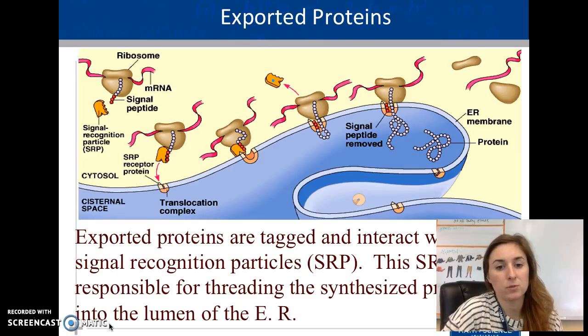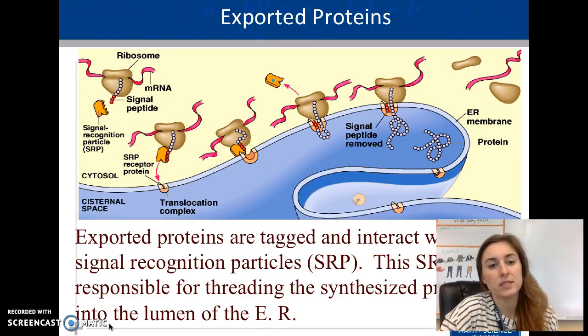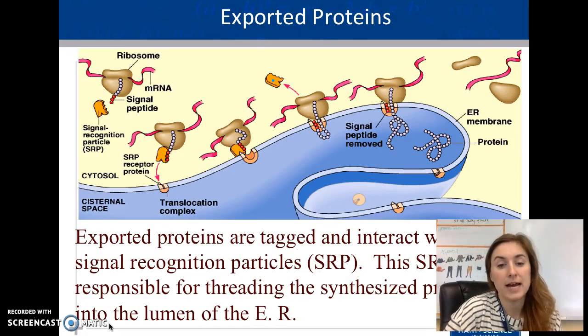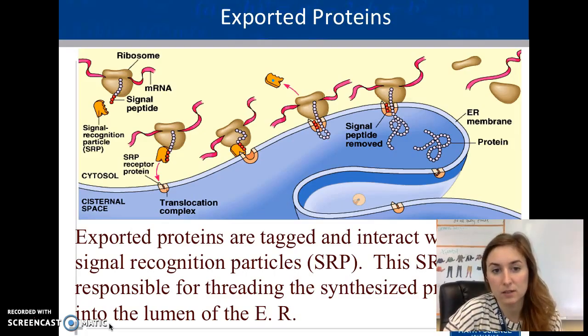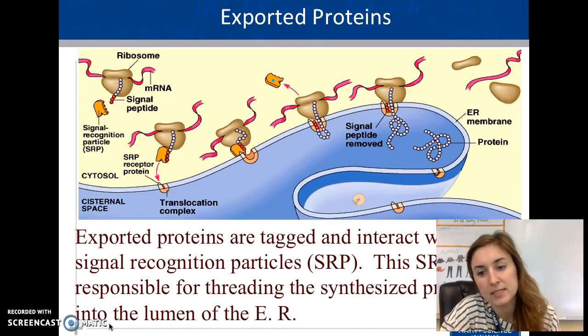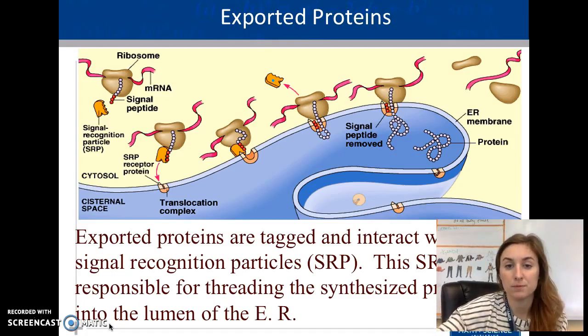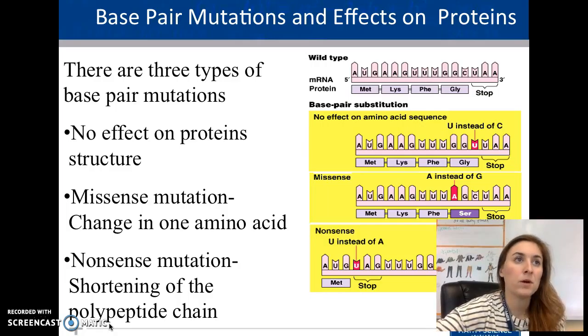When we talk about going to wherever it's going, exported proteins, so proteins that have just been made, are tagged and they interact with signal recognition particles. It is responsible for synthesizing proteins into the lumen of the endoplasmic reticulum. So basically packaging and sending these proteins to where they need to go.